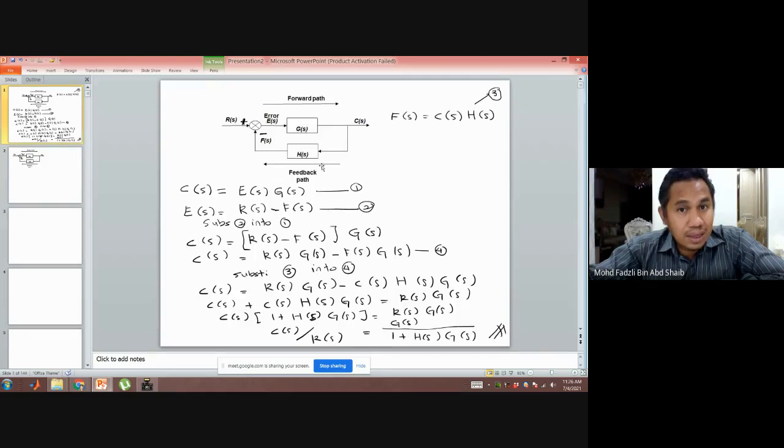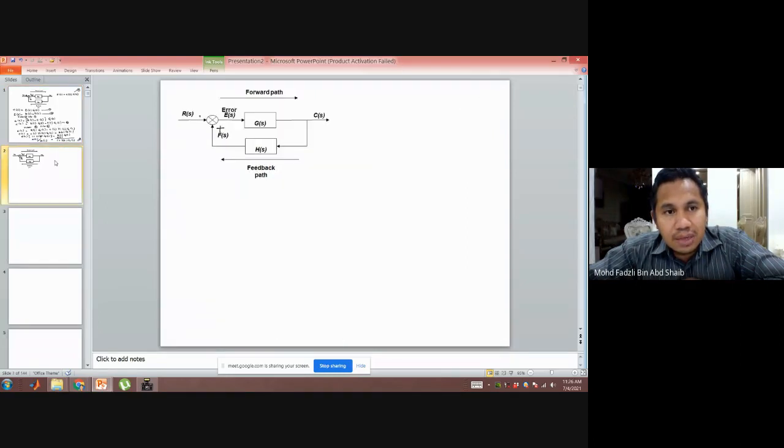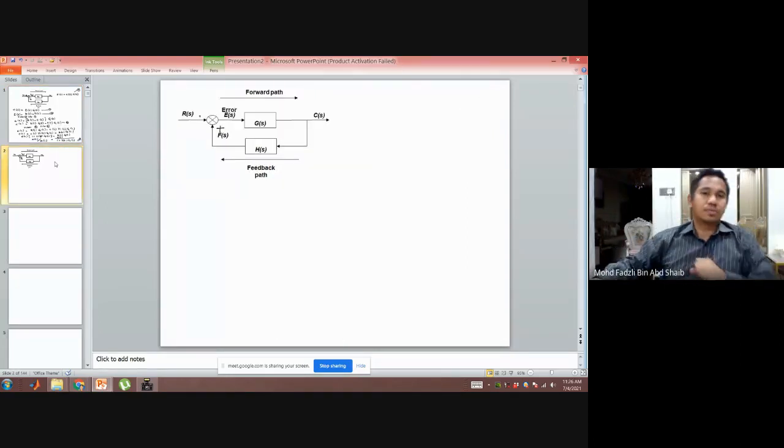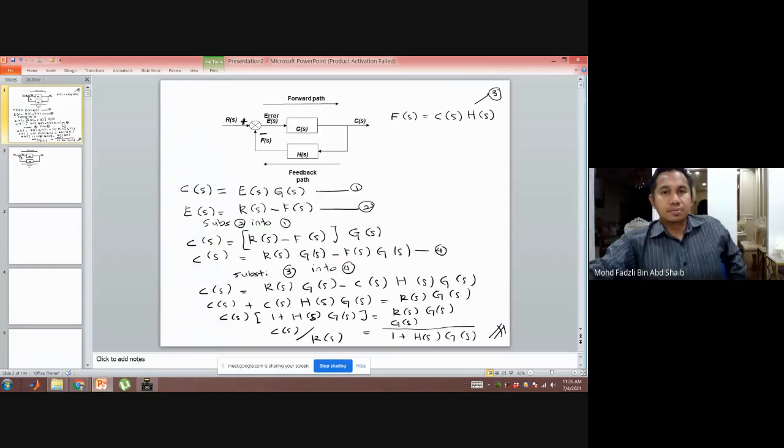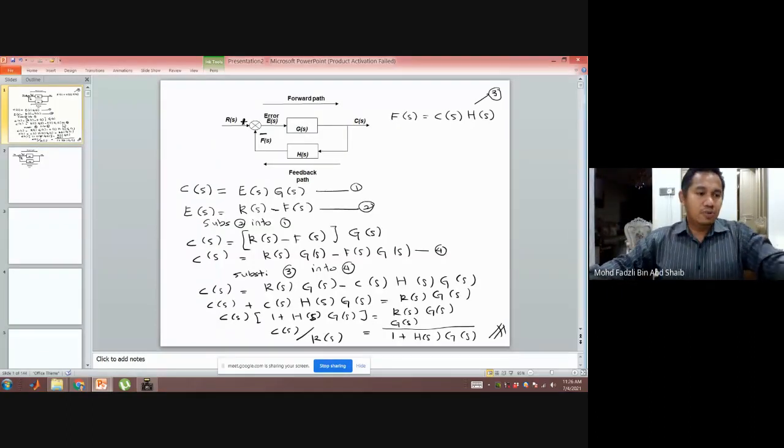Before, we had negative feedback. The only difference is that ES equals RS minus FS, and if it is positive feedback, it becomes ES equals RS plus FS. That's the only difference, and the answer has a slight difference. Try to do it. I'll give you 5 minutes. The negative will change to positive.